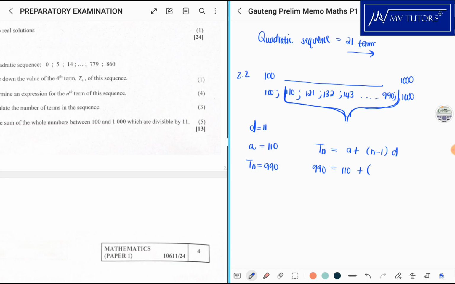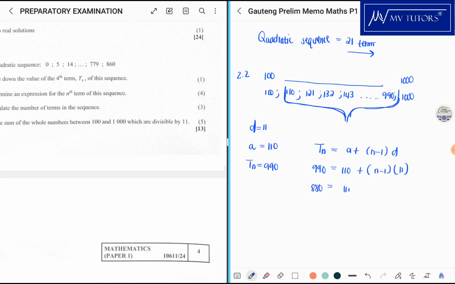Please, if you're in a jam and you don't know what to do, I would say, yeah, but when are you going to finish? If you're going to say 110 plus 121 plus 132, it's going to take you forever if you do it manually. So just think about it a bit, and then hopefully you'll solve it and know what to do. So n is what we're looking for, and D is 11. All right, so we have 990. I'm going to take 110 to the other side, so I'm going to be left with 880, right?